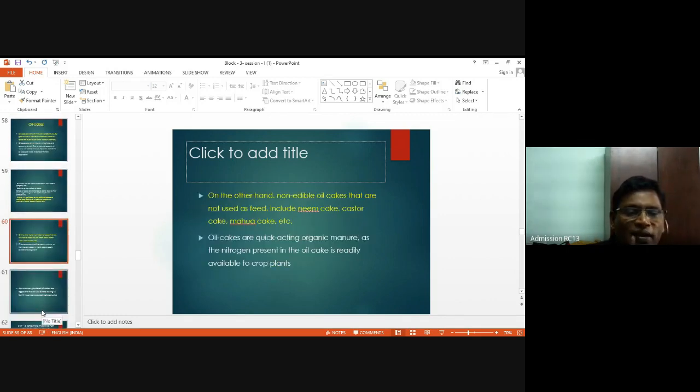On the other hand, non-edible oil cakes that are not used as feed include neem cake, castor cake and mahua. See, some of these products after the oil extraction cannot be used as feed for the cattle or animals, so those, the neem cake and castor cake, can be used as manure. Oil cakes are quick-acting organic manure. As the nitrogen is present, the oil cake is readily available to the crop plant.